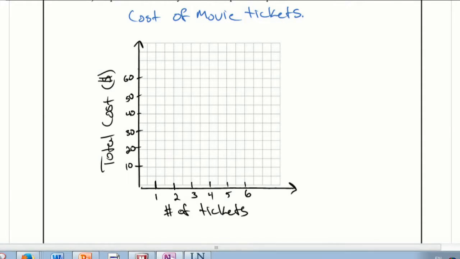Okay, I should plot my points now. I said 1 movie ticket cost $10. I said 2 movie tickets cost $20. 3 cost $30. 4 cost $40. 5 was $50. And 6 was $60.